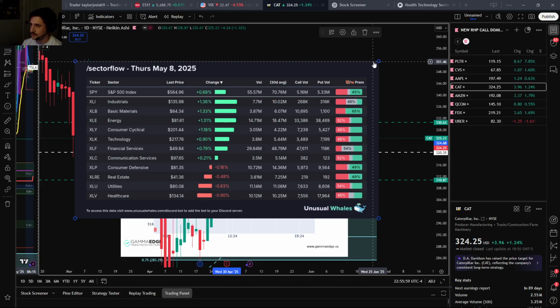One of the tools over here at Rawstocks, we do have access to the Unusual Whales sector flow bot. Just type in slash sector. DM me if you have any questions, but this is just an idea of where market participants are positioning themselves in each sector, determined based off that fear and greed.